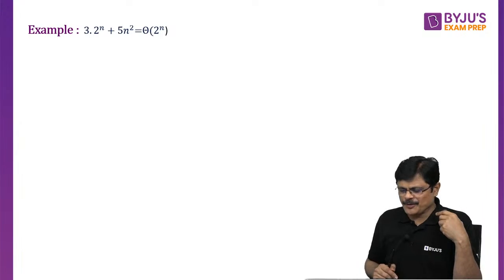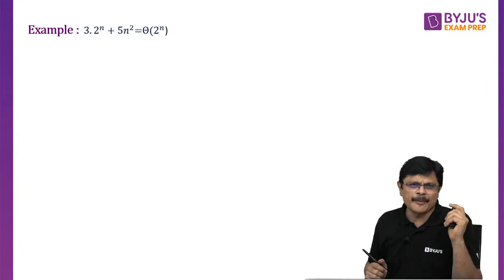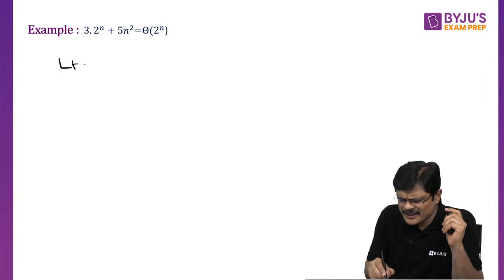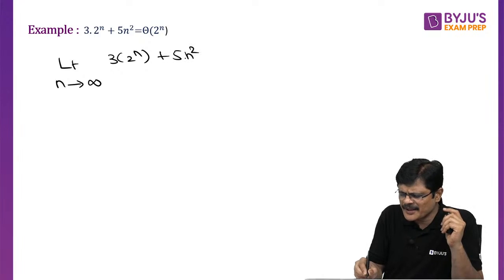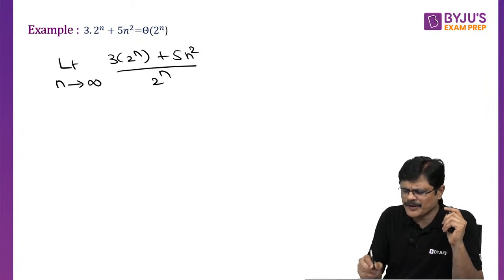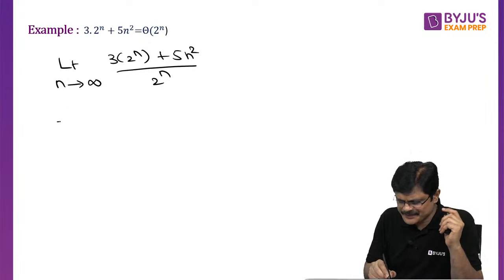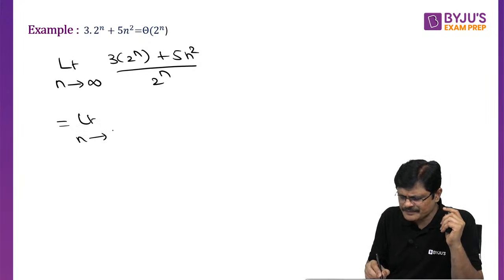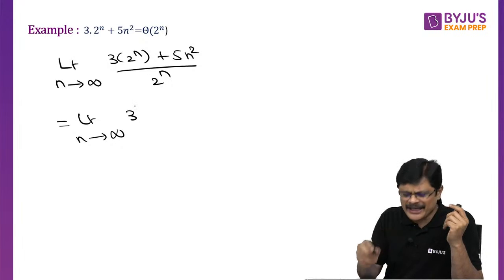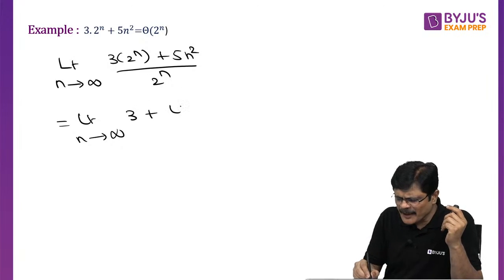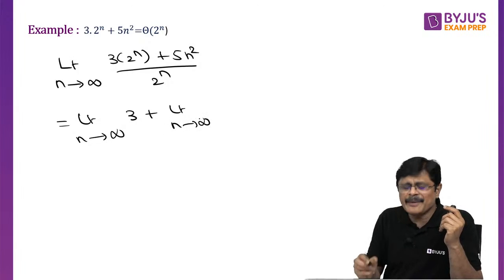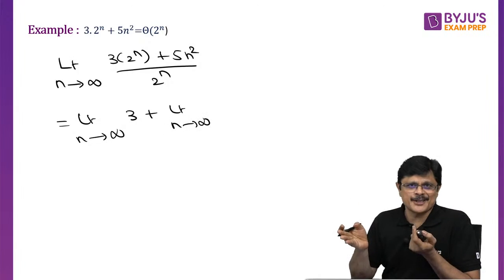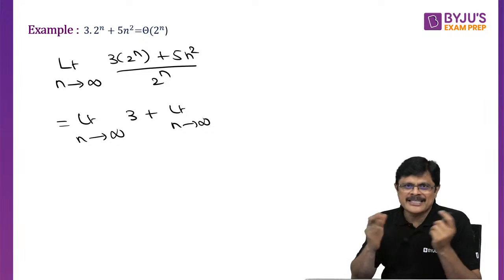Now what about this problem? Can you solve this problem using the limiting approach? Just take the limit as n approaches infinity of (3 times 2 power n plus 5n square) divided by 2 power n. Apply the limit. Now here, if you see this, 3 times 2 power n by 2 power n cancels, so that is 3, and the other part I am separating it. See, this limit can be separated if both the limits exist. You cannot blindly separate every time, sir.